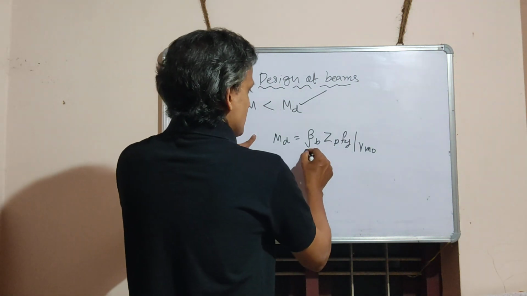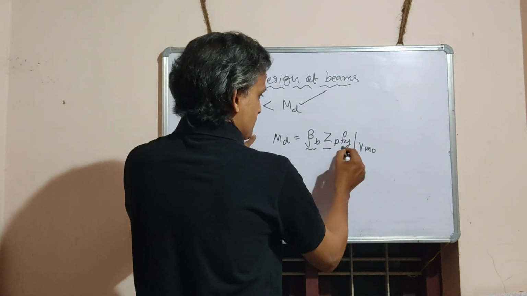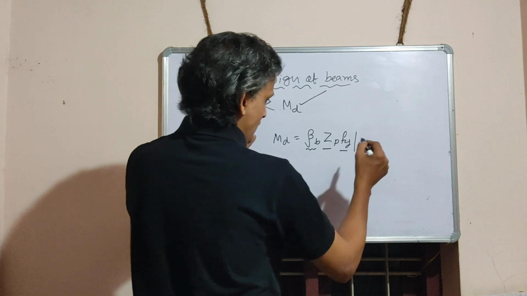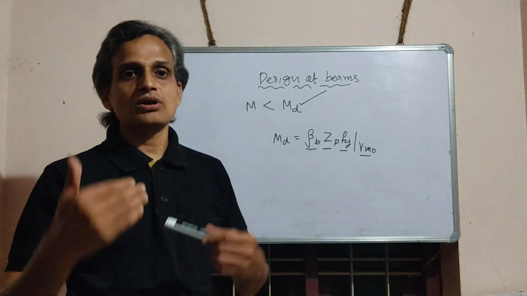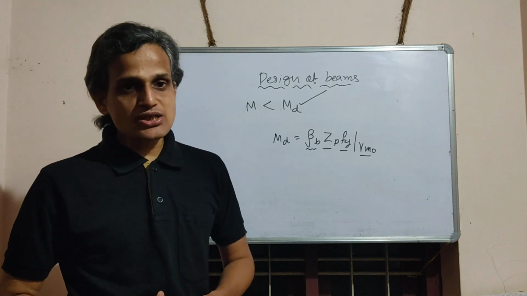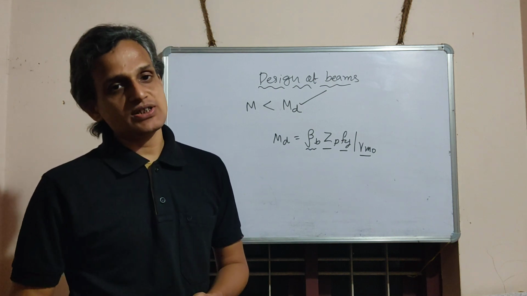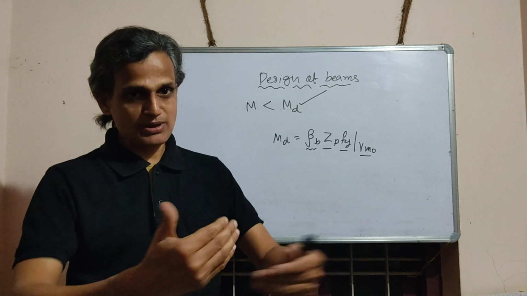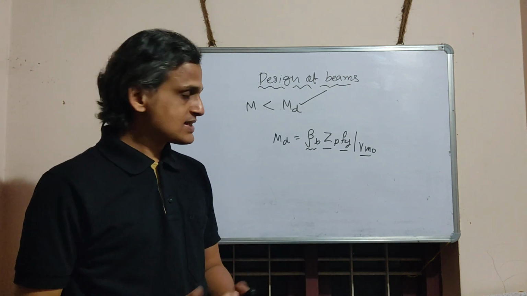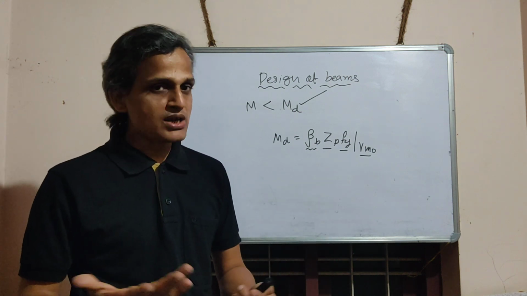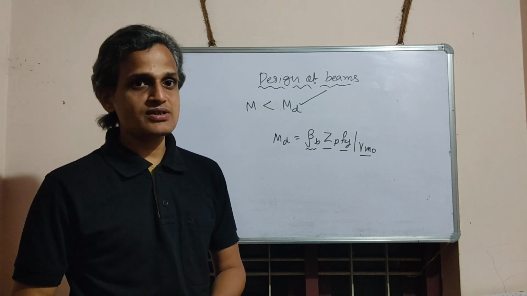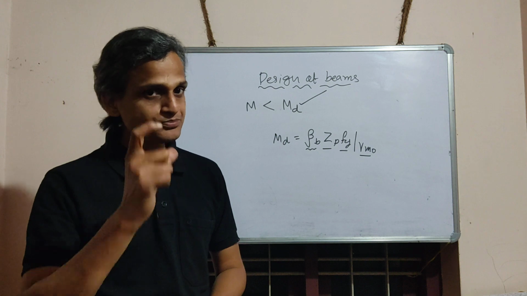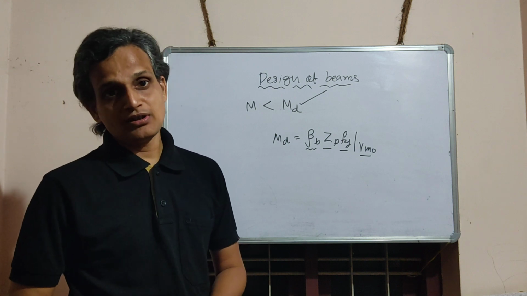Now, what is beta B? What is Zp, Fy, gamma M0? Beta B is a constant which depends upon the nature or type of the section. I will explain this. Then Zp is the plastic section modulus. And Fy is the yield stress. Gamma M0 is the factor of safety.